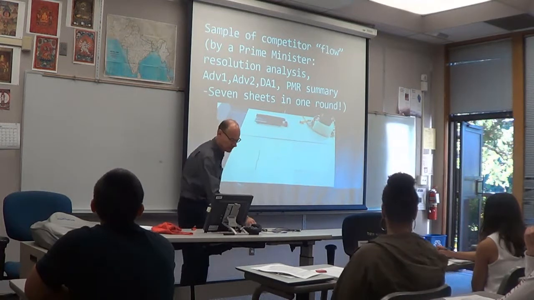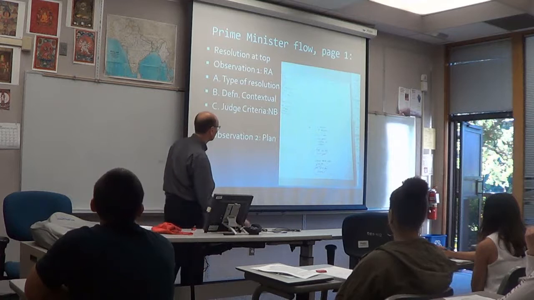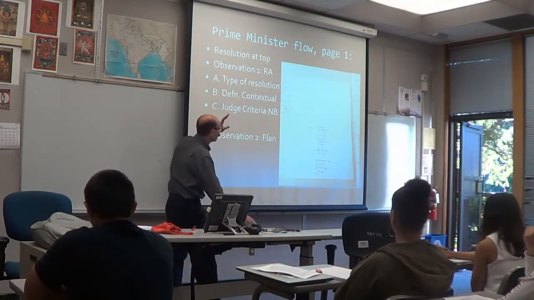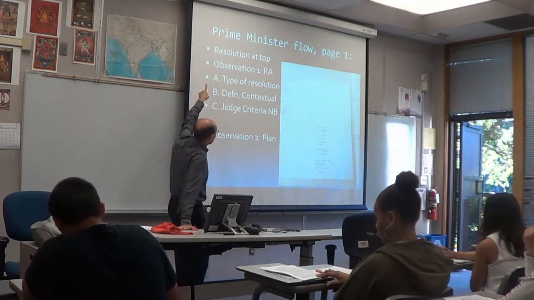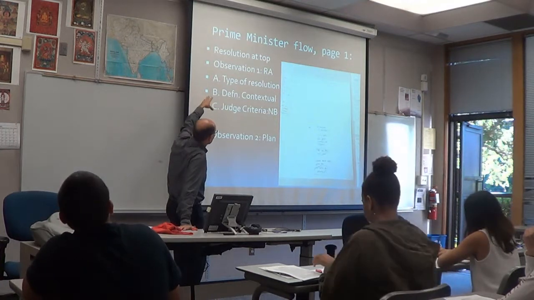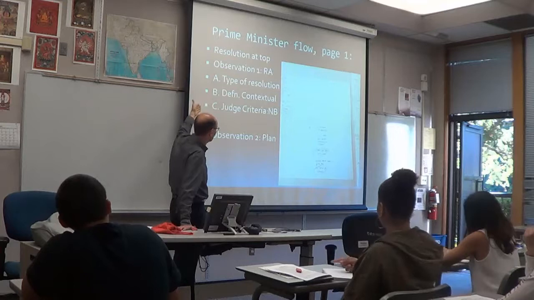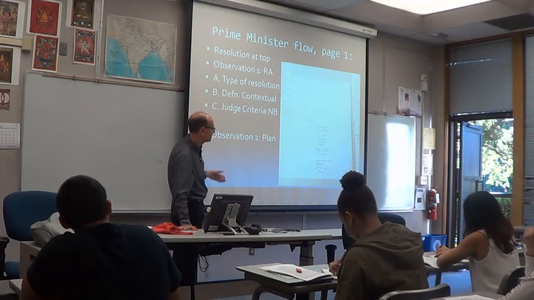Okay, let's get a little bit of a closer picture in here. This is page 1 of the flow, okay? So this is the Prime Minister flow on page one. You'll notice he's got resolutional analysis at the very top. Observation one is the type of resolution, the definition is contextual, the judging criteria is net benefits, and observation two, the plan. Okay?